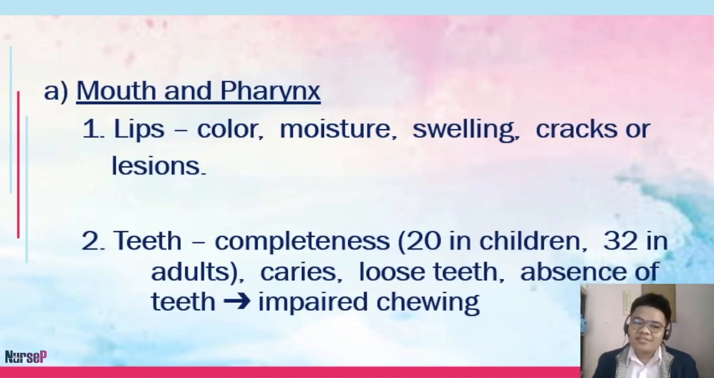Then, when we are assessing, we look for the lips' color, moisture, swelling, cracks, and lesions. Cracks or lesions may indicate dehydration, may also indicate abnormal growth in the oral cavity. Teeth, we check if it's complete, in children at 20, in adults at 32. We check for the presence of dental caries, which would indicate poor dental hygiene, loose teeth, which would indicate probably lack of calcium or unhealthy gingival tissues, and then the absence of teeth, which all lead to impaired chewing.